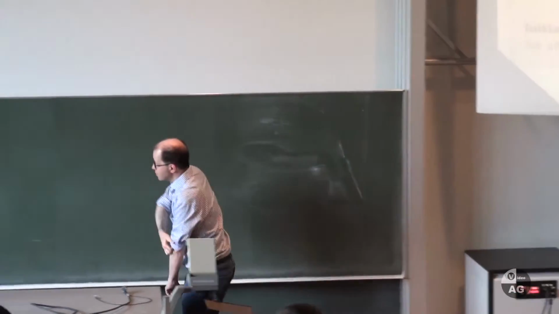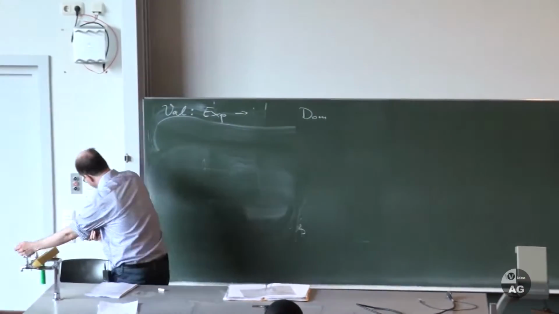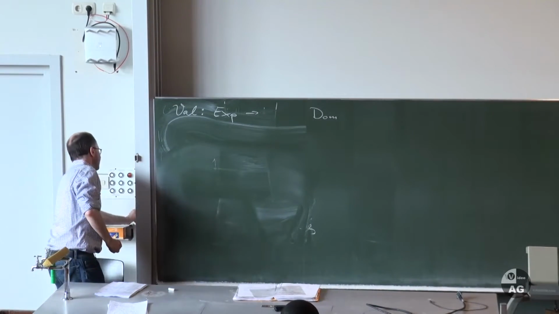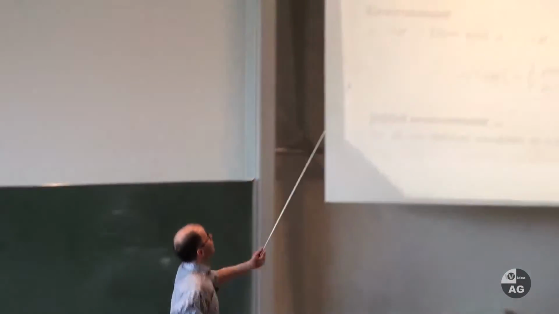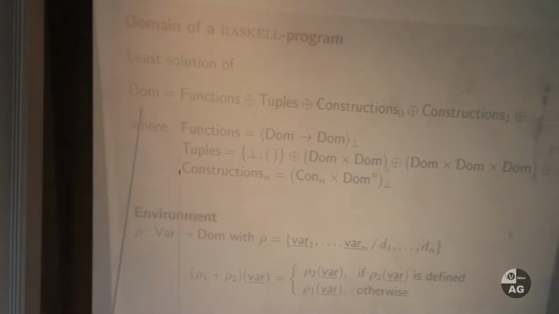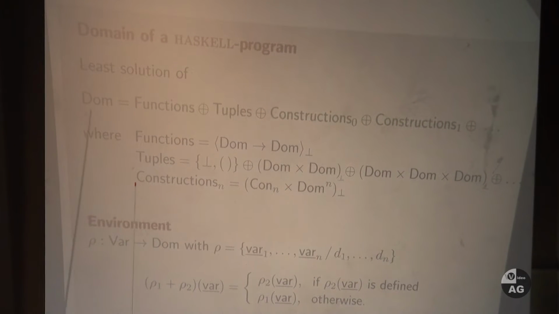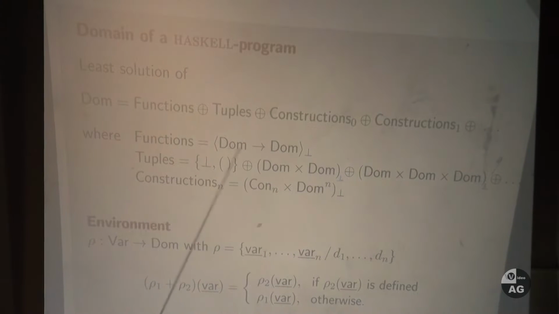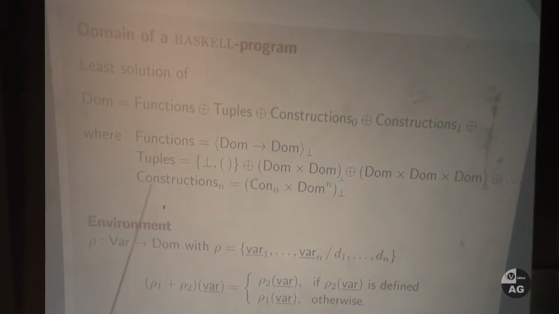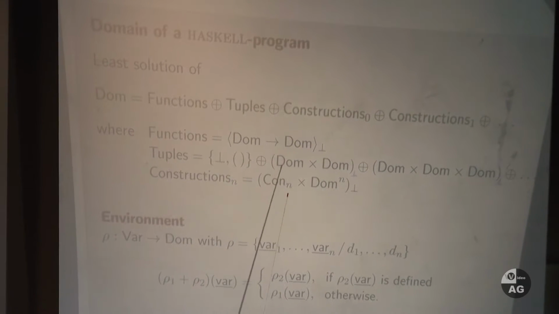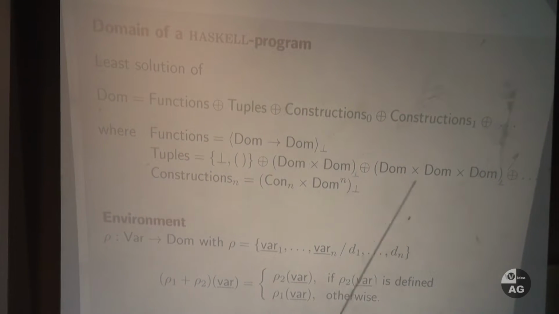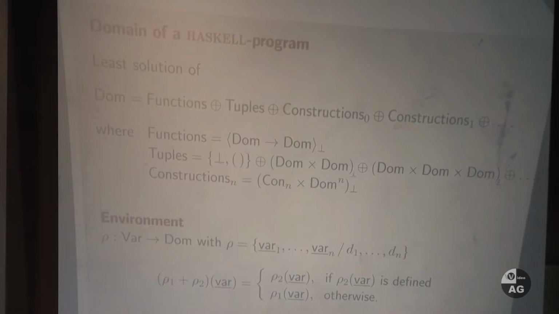Somehow this pointing thing is not there anymore. So what does this contain? So this DOM is the smallest domain satisfying this equation. So it contains functions, so all the functions from DOM to DOM. It contains tuples, so it contains the empty tuple plus bottom, and it contains tuples with 2 components, tuples with 3 components, and so on.